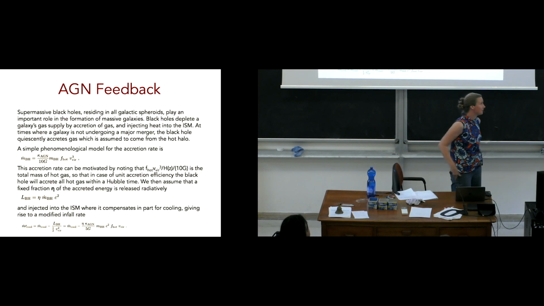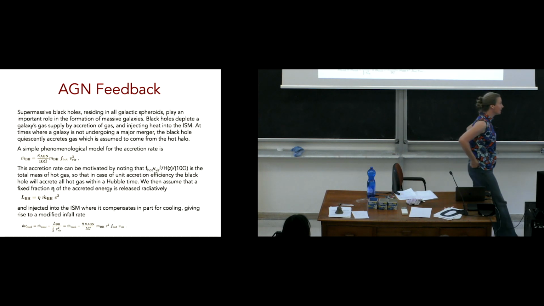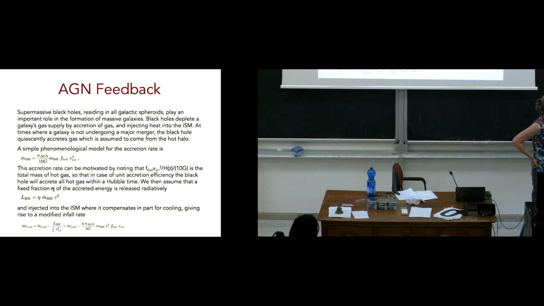Now for AGN feedback, one of the simplest phenomenological models we could use is saying that we have an accretion rate, and that depends simply on the black hole mass, the fraction of hot gas, and the virial velocity. Basically, saying total mass of hot gas, and a fraction of that gets directly accreted. This then basically gets converted into luminosity with some fixed fraction of the accreted energy.